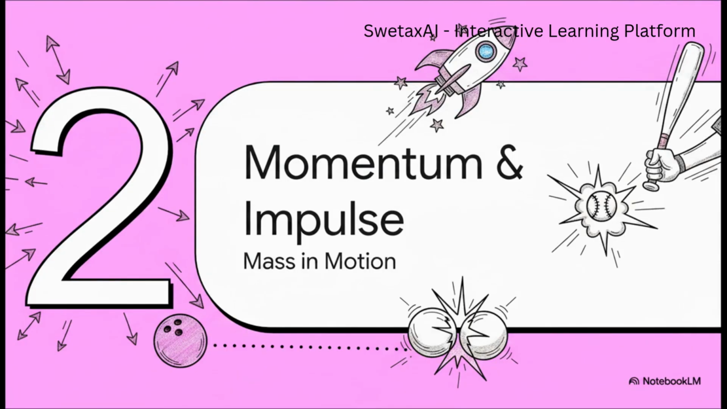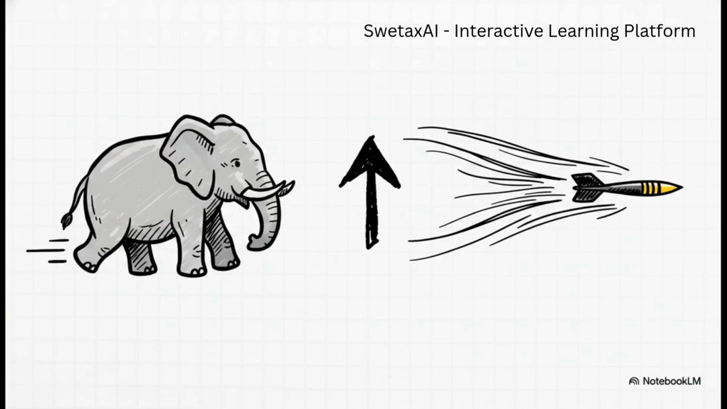Section 2. Momentum and impulse. Mass in motion. Now, it's incredibly interesting how we actually quantify all this movement. We use something called momentum, which is represented by a lowercase p. This is the quantity of motion possessed by a body. And the formula? It's beautifully simple. p equals mass times velocity. Also, keep in mind it is a vector quantity, which means its direction is the exact same as the velocity.